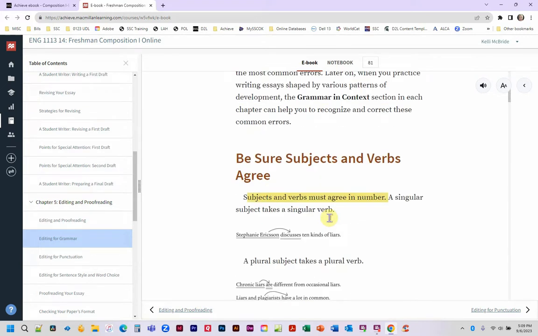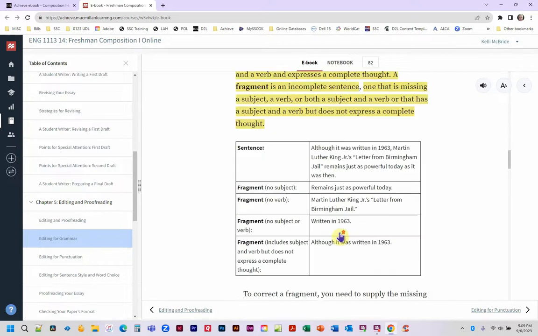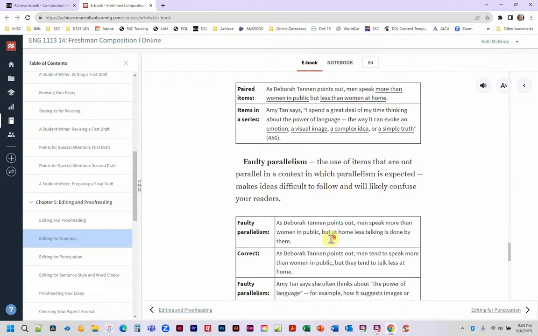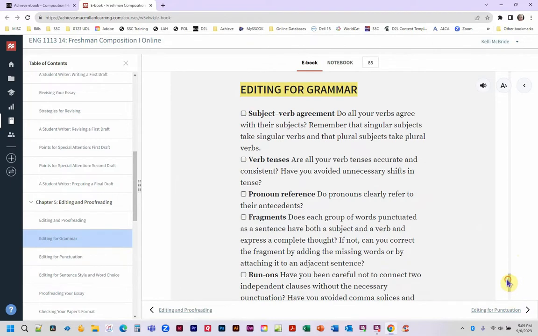So grammar is looking at things like subject verb agreement. I'm going to scroll down to this checklist that they've got at the bottom here. It walks you through some of the more common things, right? The thing that the book tells you in all of these little sections in this chapter is that there are more common mistakes that freshman writers make than others. And so when you're editing, look at those mistakes. Look for those most common patterns of errors that most people make to guide your editing, right?